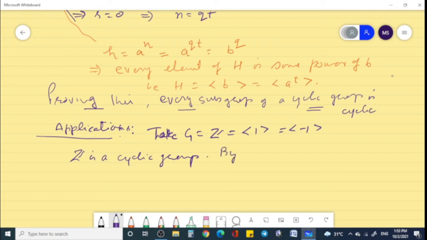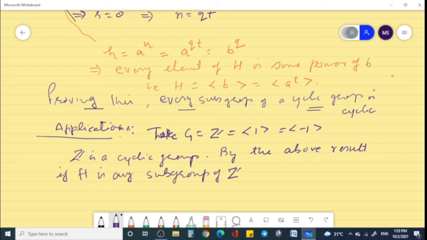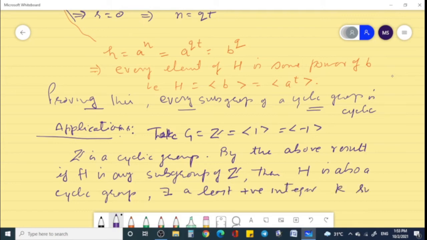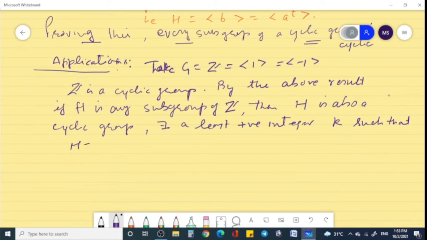So by the above result, if H is any subgroup of Z, then H must also be a cyclic group, and there exists a least positive integer k such that H is generated by k, and being an additive subgroup, it means that kn belongs to the integers.